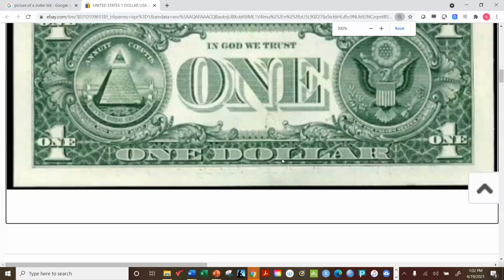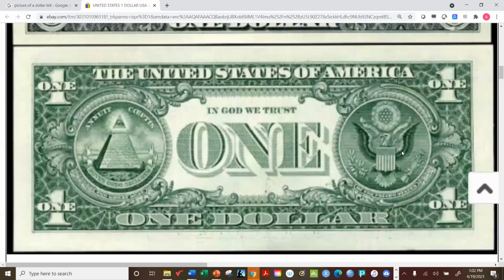So that's what that's doing over there. Over here, the eagle has 13 arrows in one claw and 13 olive branches in the other claw, which means that we're willing to make peace with anyone, but don't mess with us because we also have the ability to fight back with these arrows. So there's all kinds of fun stuff on here.